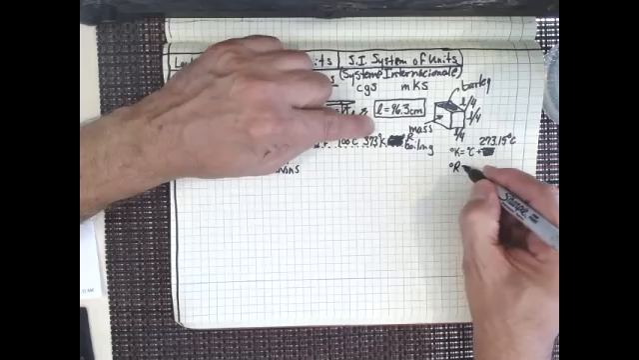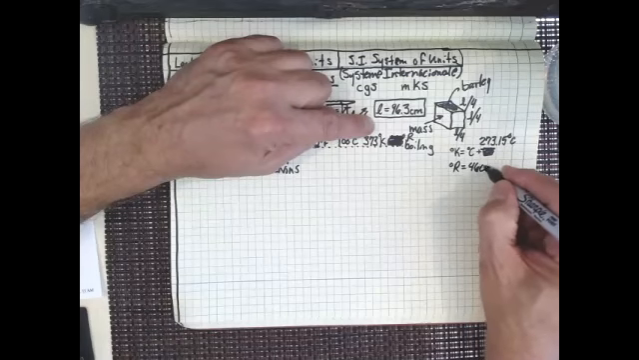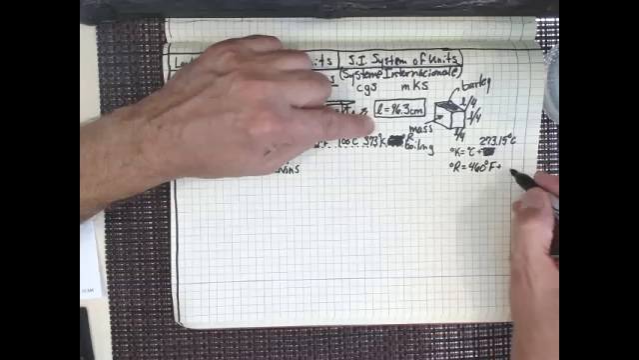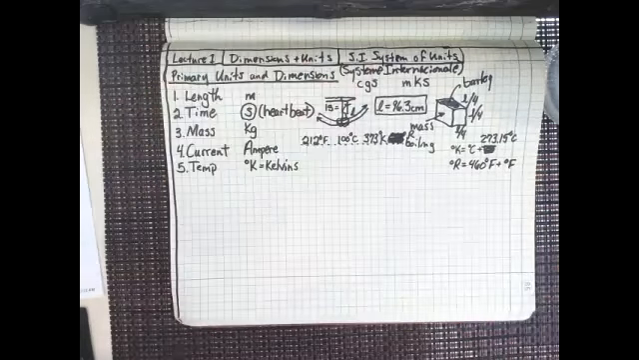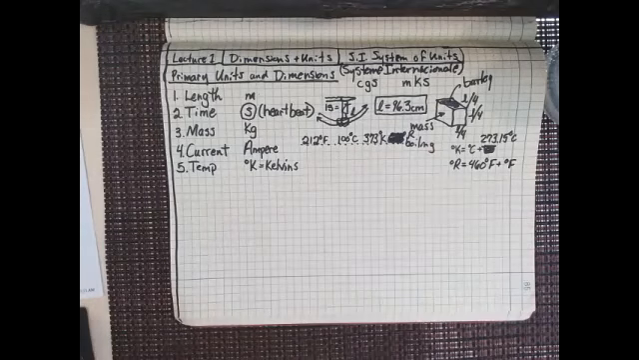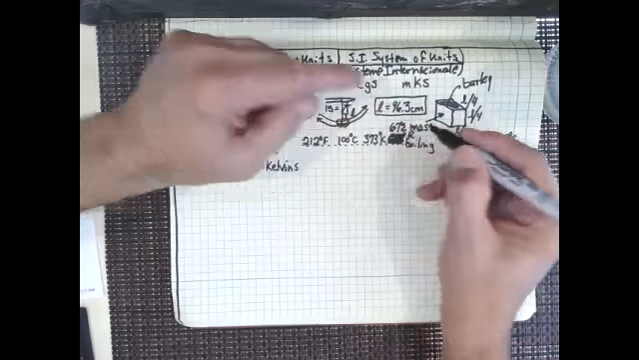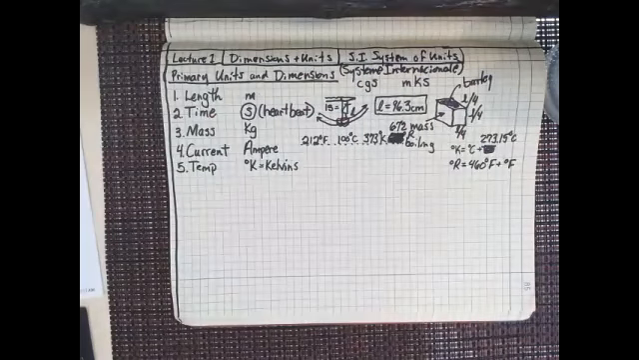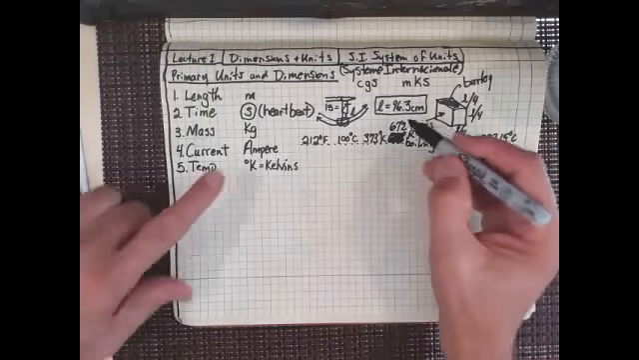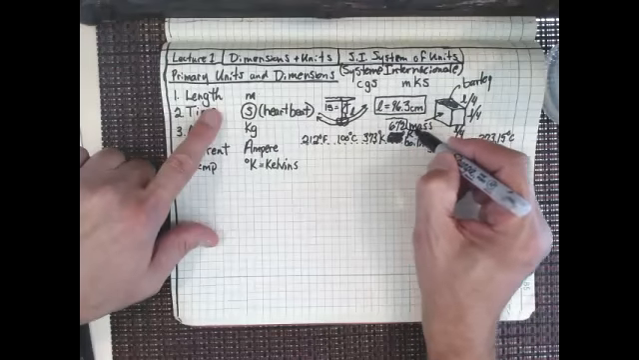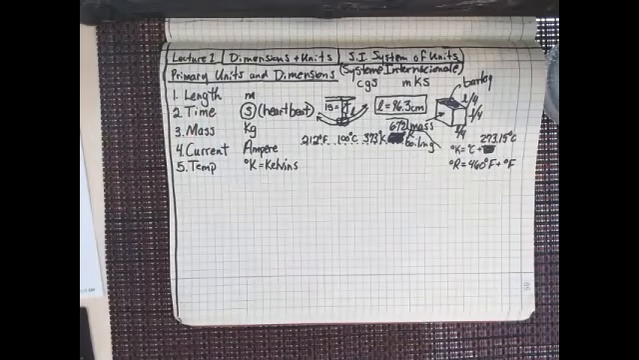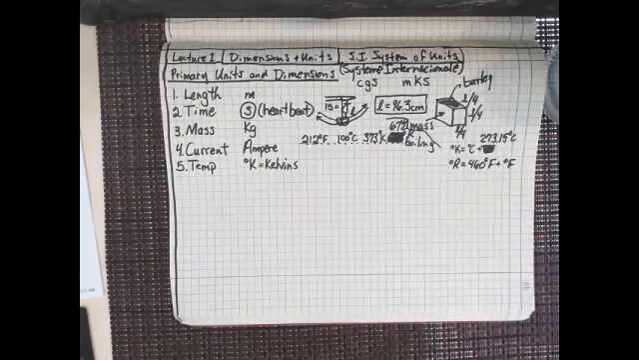Degrees Rankine equals 460 degrees Fahrenheit plus whatever the degree Fahrenheit is, right? So this would actually be 672, right? So there you go, 672 degrees Rankine equals 212 degrees Fahrenheit.